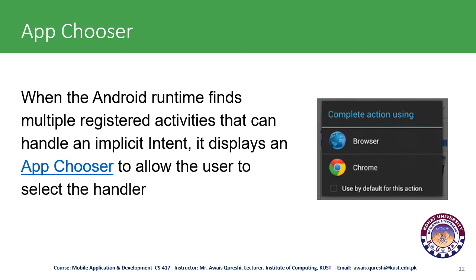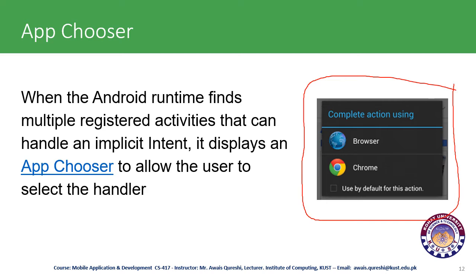You have seen this screen multiple times in your Windows operating system when you want to open a file and that application is not installed in your operating system. This is called an app chooser. It will open and from here you can choose different applications like the Chrome browser and so on, and it is the responsibility of the user to choose an app to interact with.